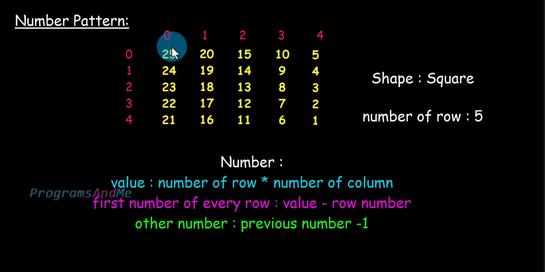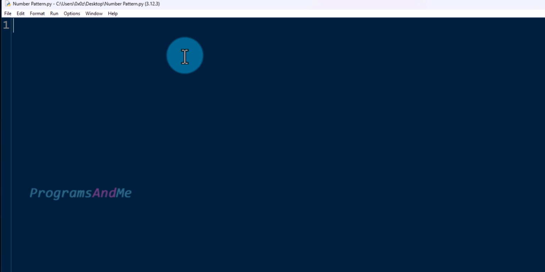For that, what we can do is, if I take this as value, then value minus row. Here this is the first row, row 0, so value minus 0, 25. Value minus 1, here row number is 1, so 24. Value minus 2, that is row 2, 23. Value minus 3, 22. Value minus 4, that is 21. We'll get this number. Okay, so this is about this pattern, the shape of the pattern and the number we want to print in the pattern. Next, let's write the program.